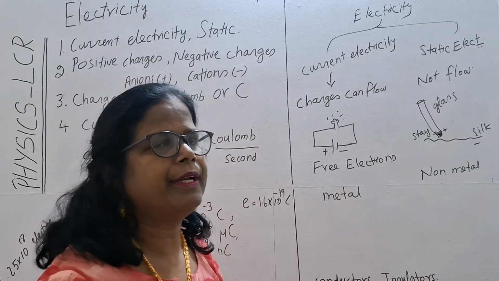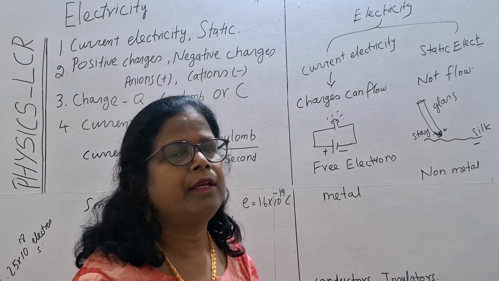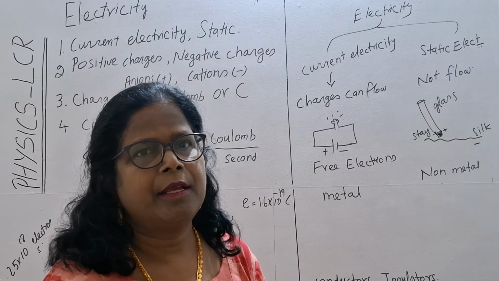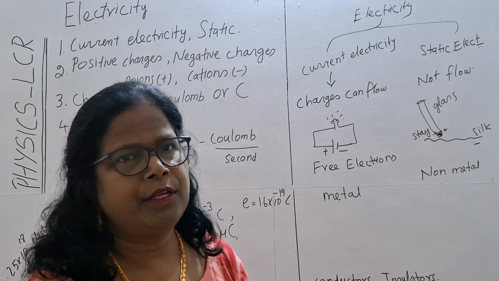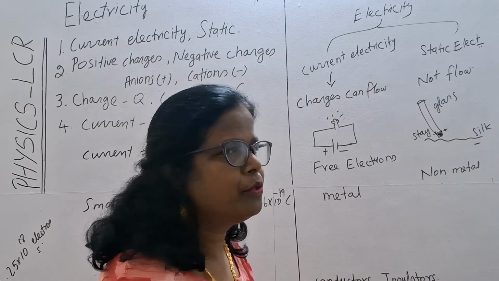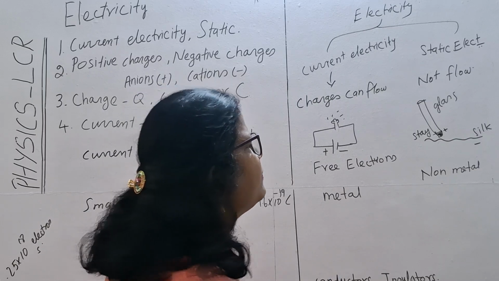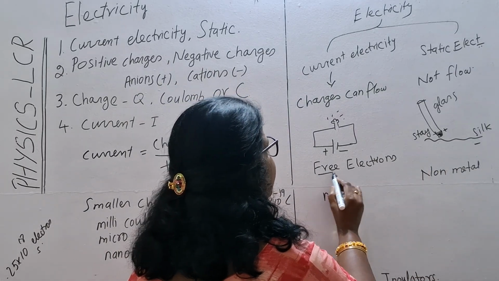You people have studied good conductor and bad conductor. A good conductor conducts heat and electricity. A bad conductor does not conduct heat and electricity, so we can say a bad conductor is an insulator. This is a non-metallic substance, and this is a metallic substance. A metallic substance has free electrons.